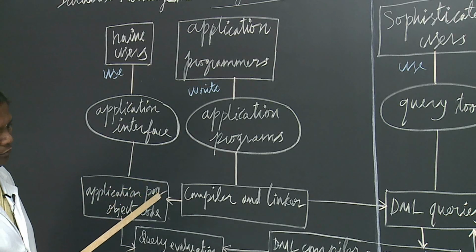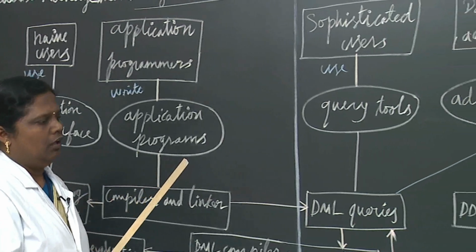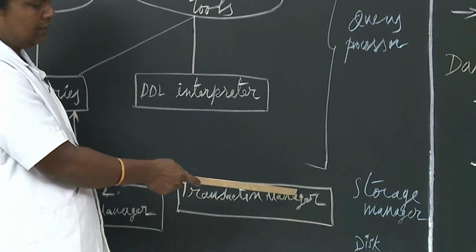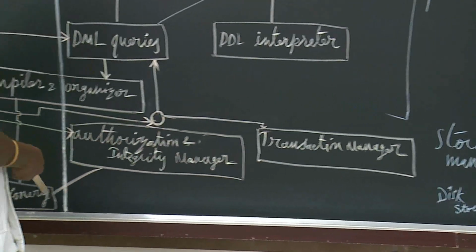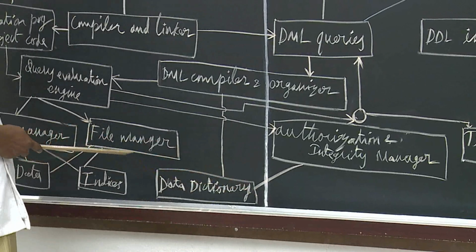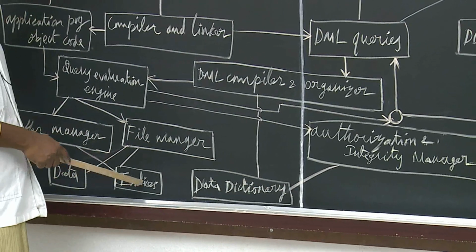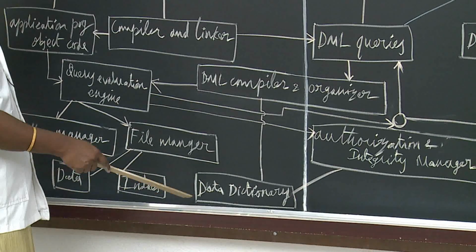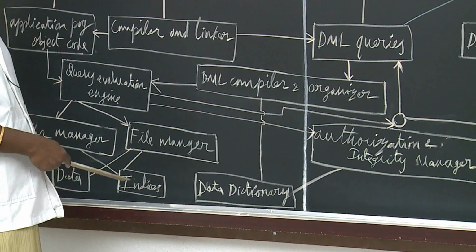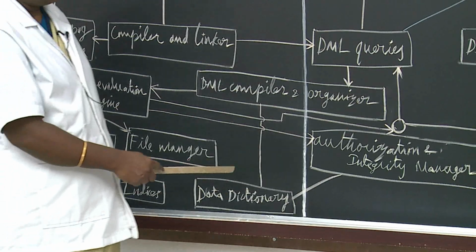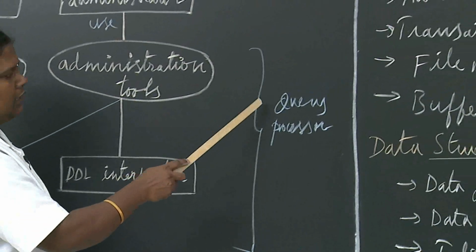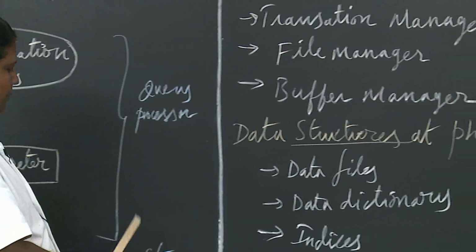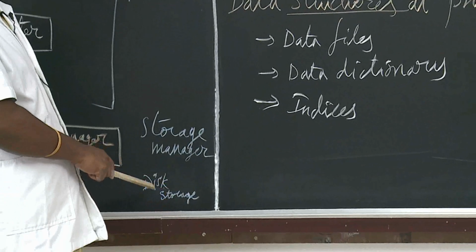So here we have two major parts, like the query processor and the storage manager. Then mostly disk storage. Disk storage, in the sense of the database, includes data, indices and the dictionary. These three occupy the physical space over the database system. So here these three are described: the query processor, storage manager and disk storage.